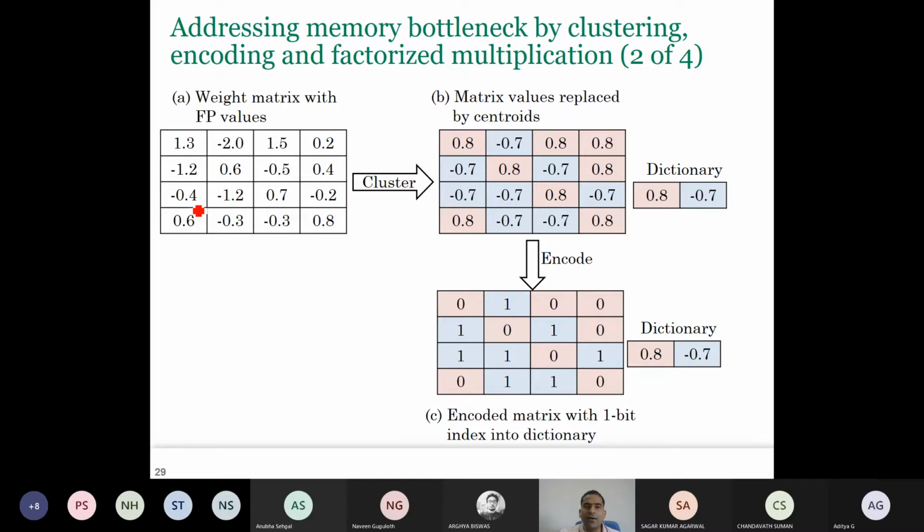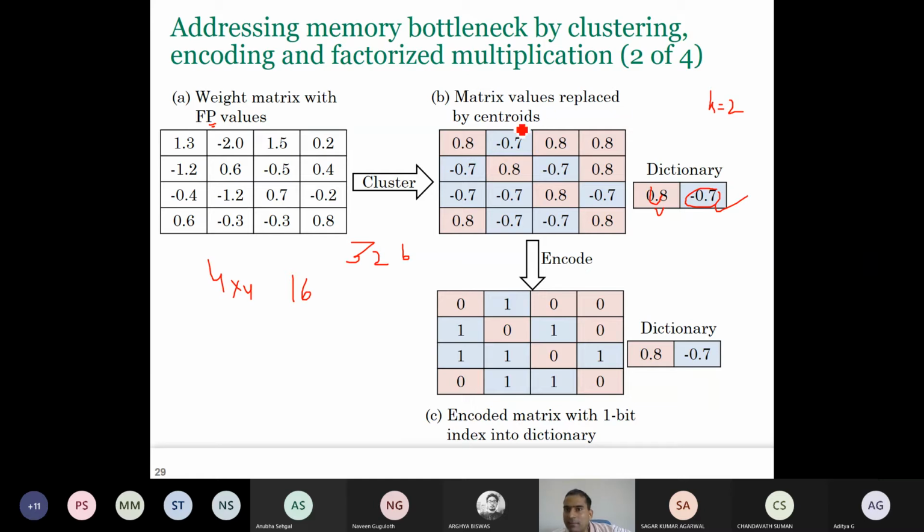First of all, suppose we have a 4 cross 4 matrix where we have a total of 16 elements. These are FP values. Suppose each FP value is single precision, that means each of them is 32 bits. Then we use, suppose, k-means clustering where we use k equals 2. That means we use 2 centroids. So we found 2 centroids, 0.8 and -0.7. Some of the values will be close to 0.8 and other values will be close to -0.7. So we replace original values with their centroids.